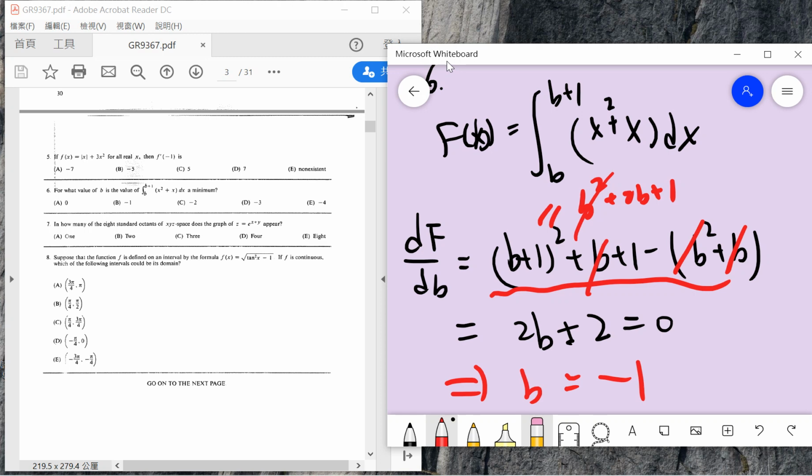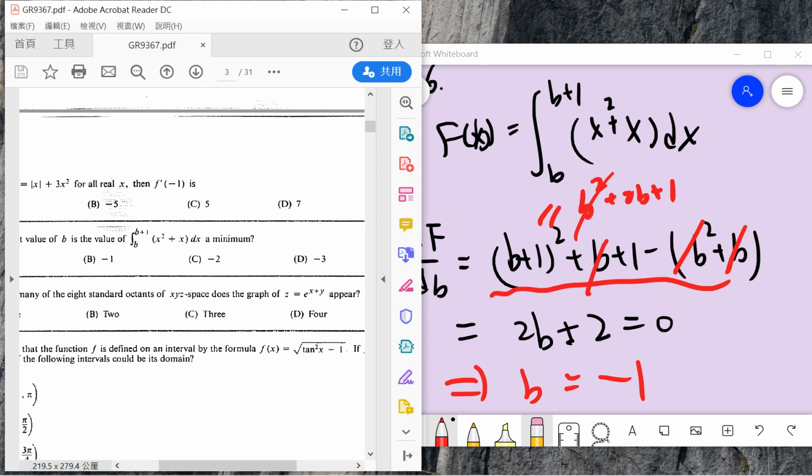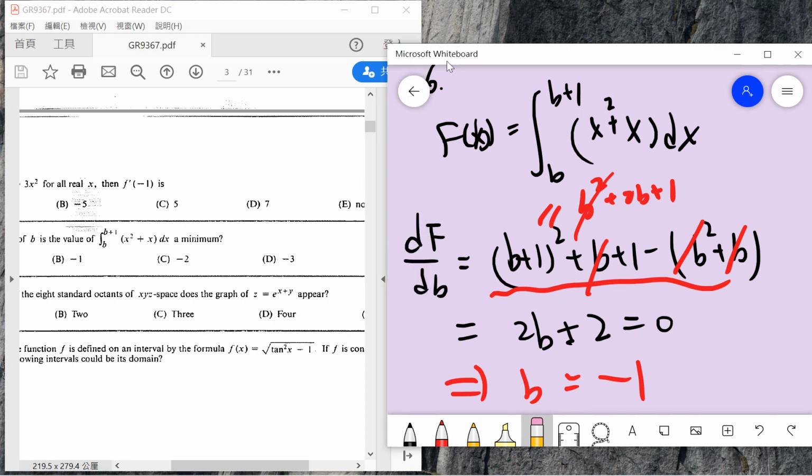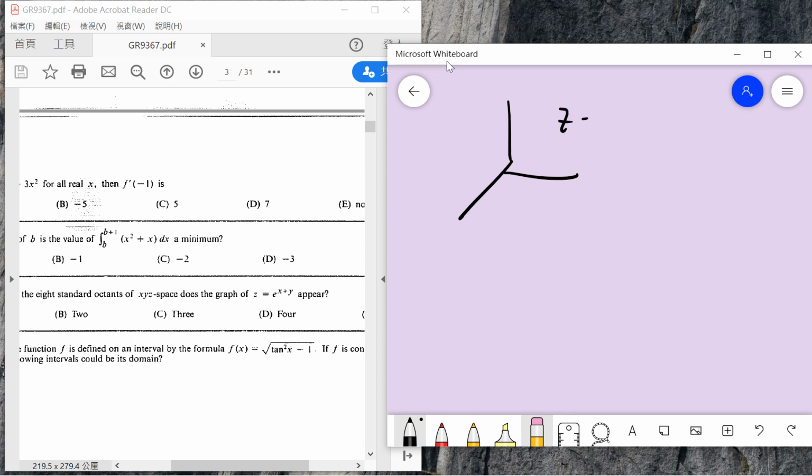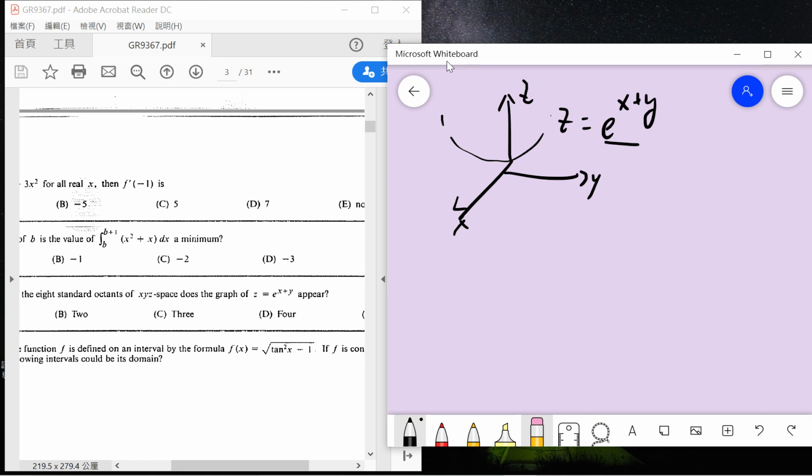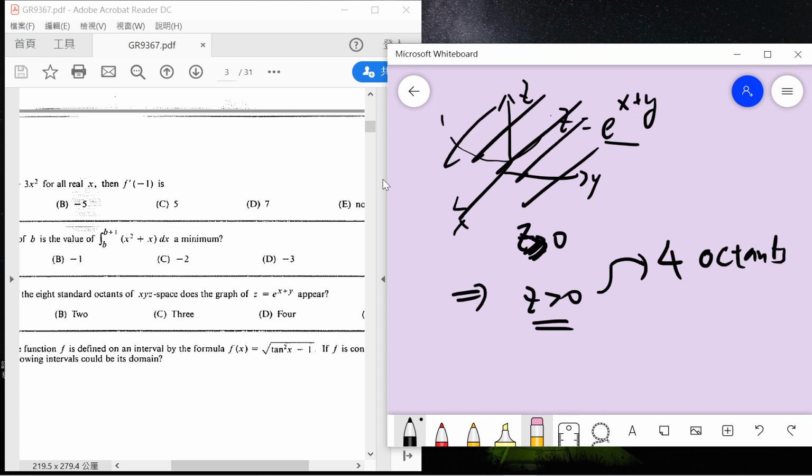Okay, so seven, how many octants, if my pronunciation is correct, octants of XYZ space does the graph appear? So basically, all you need to know is X and Y can appear everywhere. So X can go to infinity, Y can go to infinity, X can go to negative infinity, Y can go to negative infinity, but Z still has to be positive, right? So Z larger than or equal to zero is the requirement. So basically, we only have this requirement. So we have four octants. So the answer is D.